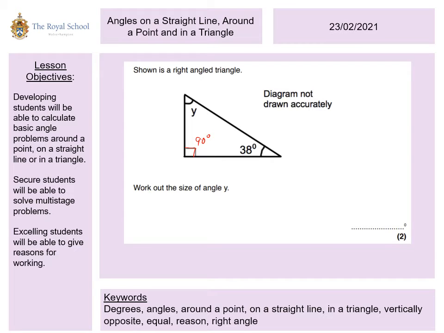So we need to know that our triangle adds up to 180 degrees. We've already got a 90 degrees there, and we've already got a 38 degrees there, so take them away from our total, and we'll end up with our final answer for this. So this is going to give us an answer of 52 degrees. The degrees symbol is a little bit low there, it should really be up here. And so that's us done for this question.